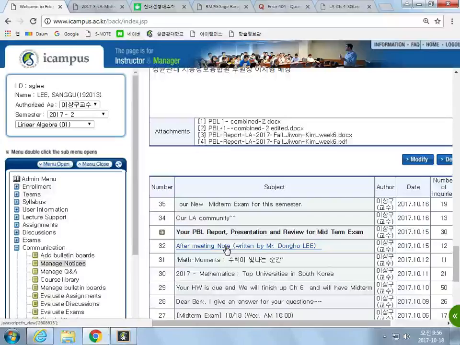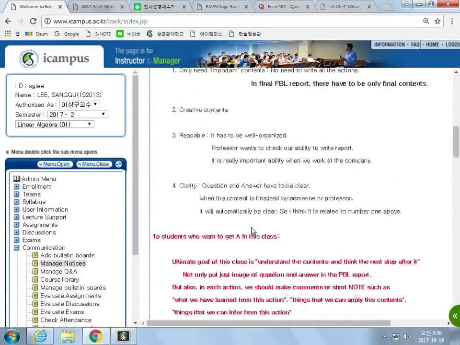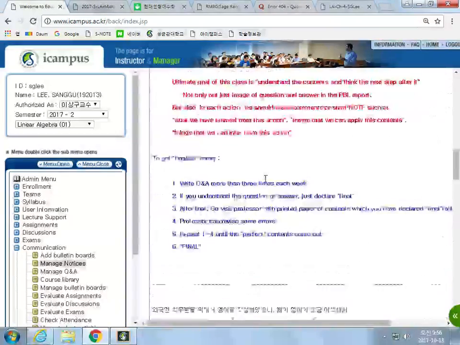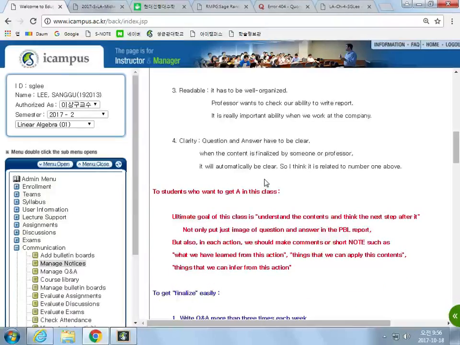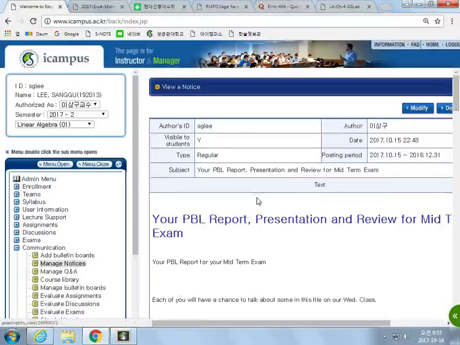And also, Mr. Lee Dong-ho made a note on here after he met me. So yeah, I think this is valuable information to improve your learning process of linear algebra in our class. Okay, now we're going to start this.